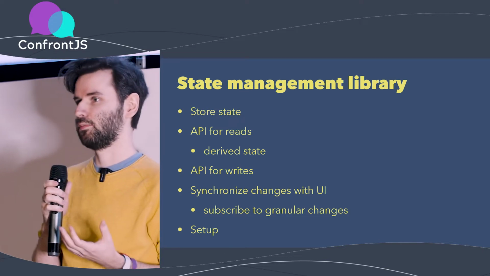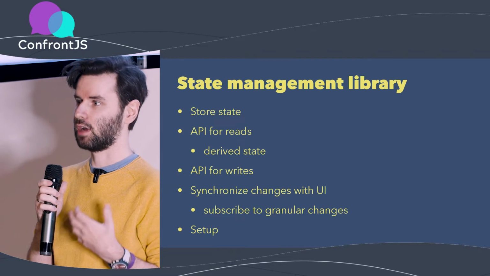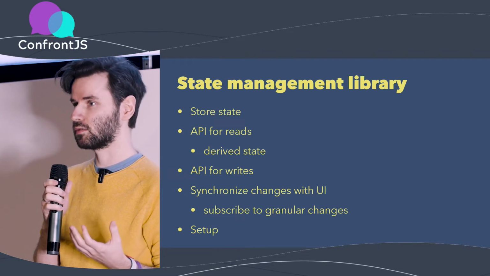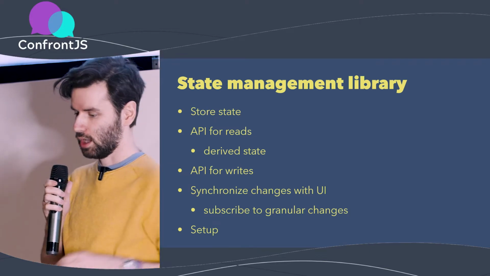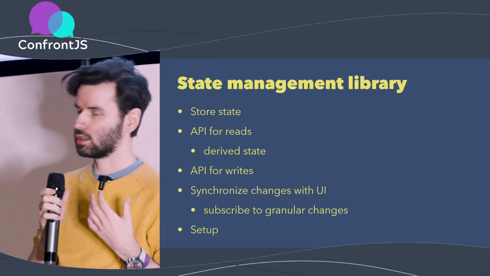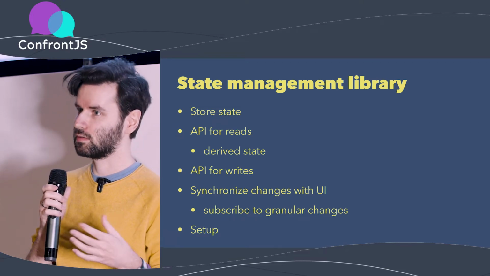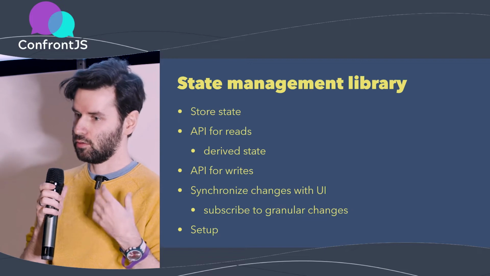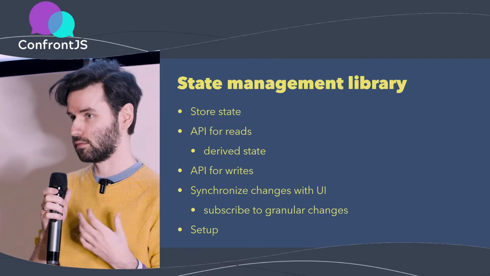Then we need an API for changing the state. Sometimes we need to enforce some contracts around the state, so some more logic here. And finally, synchronizing changes with the UI. When we do some changes, we need this library to push them to React so we can see them on our UI.